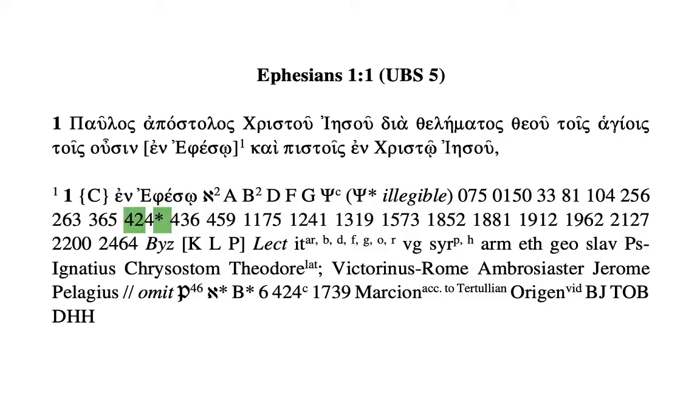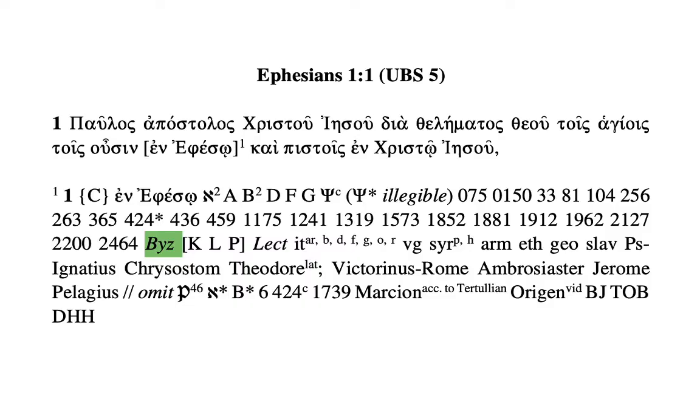And remember, that asterisk means the original hand, and it's going to imply that we need to be on the lookout for a corrected version of 424, and we will find that in just a moment. Then there's two more minuscules, and then you get Byz. Byz is the way to signal the majority of manuscripts. So it doesn't refer to one, it refers to many.